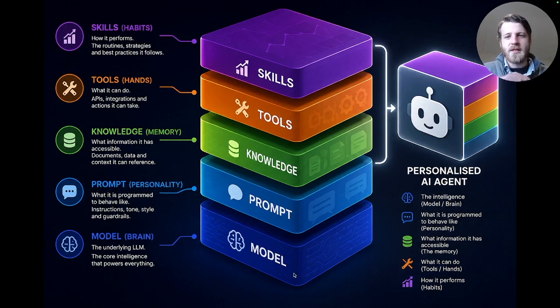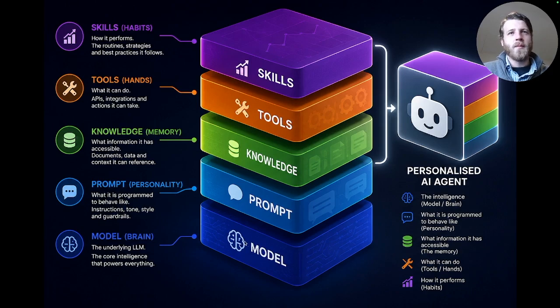So each of these layers creates a personalized AI agent. The model sits at the bottom, the base, it's the brain. On top of that is the prompt. That's what it's programmed to behave like. Above that is the memory, the knowledge, the data it has. Above that is the tools it can utilize. And sitting at the very top is the skills, how it actually performs. So each of these layers is what makes up our personalized AI agent.